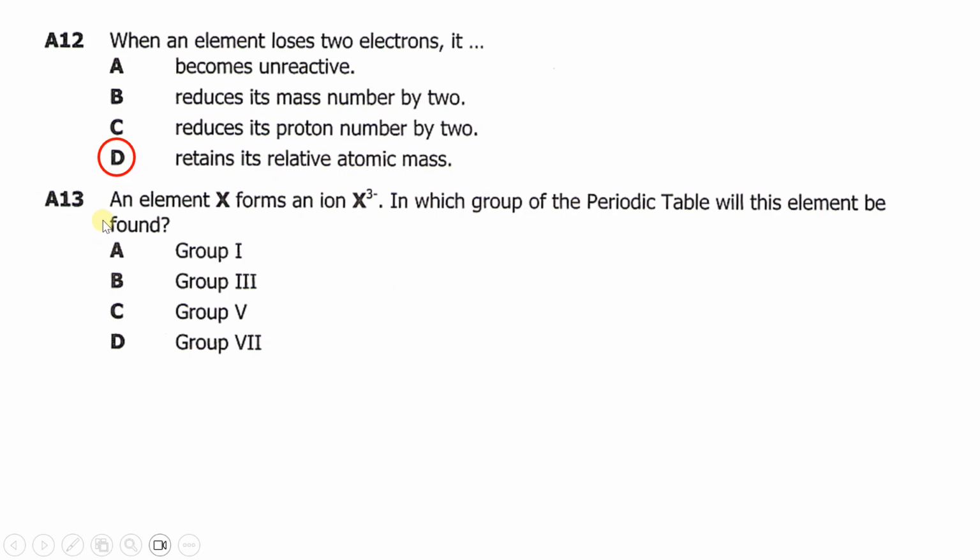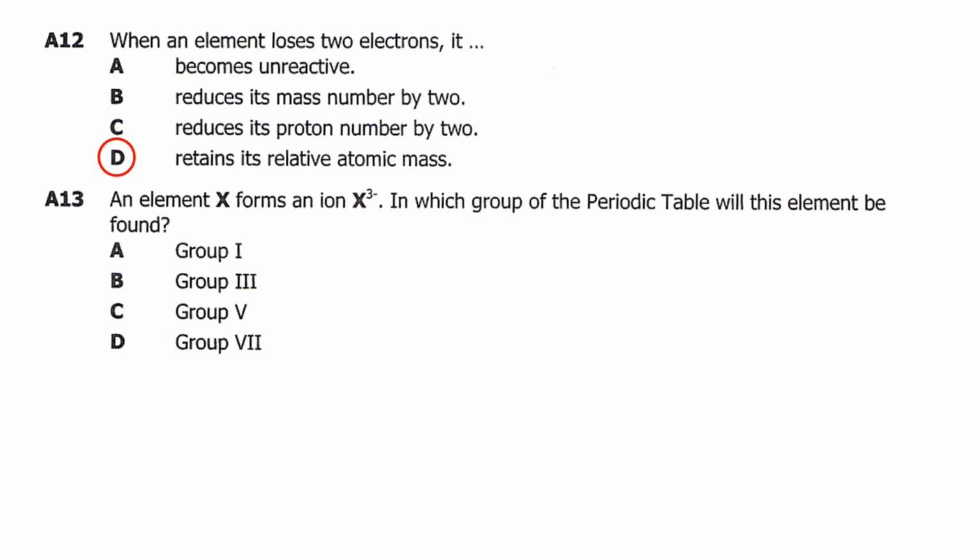Okay, so 13 says an element X forms an ion with a charge of -3. In which group of the periodic table will this element be found? Okay, so for an element to have a charge of -3, it means that it had gained 3 electrons in its outermost shell for the outermost shell to be full. So if it gained 3 electrons, it means that it had initially 5 electrons in the outermost shell.